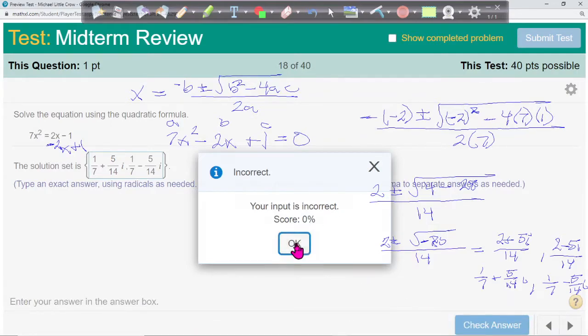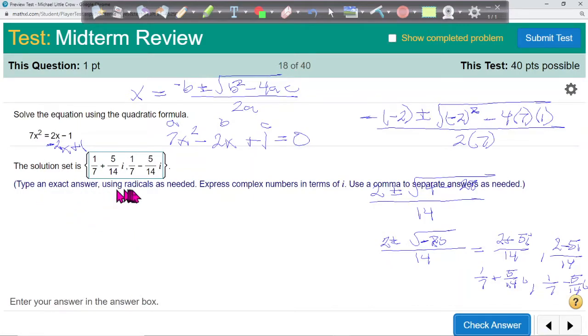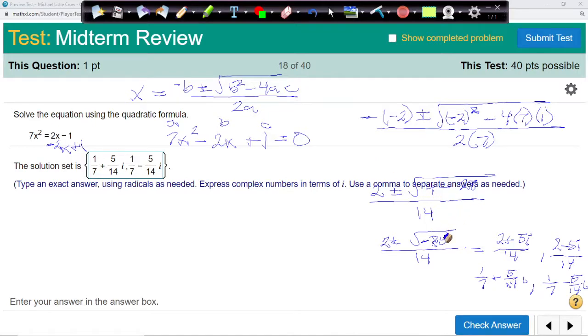I've just been saying it's, okay, what did it not like? Type an exact answer using radicals as needed. Did I do that? Maybe I was too fast. It's 28, 28 minus 4. That's not 25. I just jumped to 28 minus 3 is 25. So 28 minus 4 is actually 24. So negative 24.